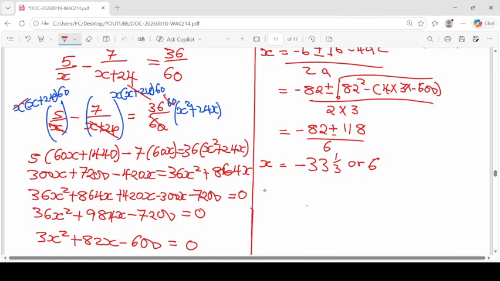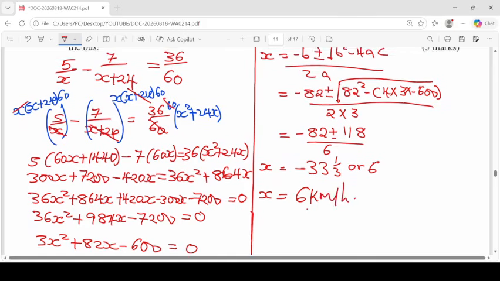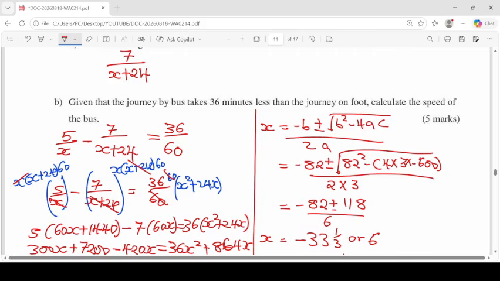Therefore, we are going to conclude by saying that x in this case is 6 kilometers per hour. So this is 6 kilometers per hour. What was the question asking once again? The question was asking, calculate the speed of the bus. They want the speed of the bus.